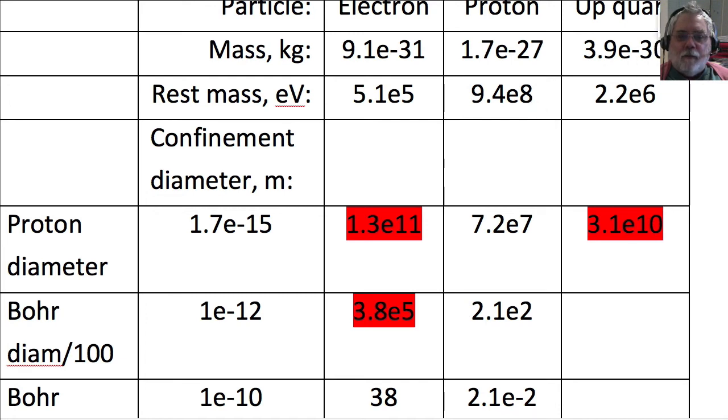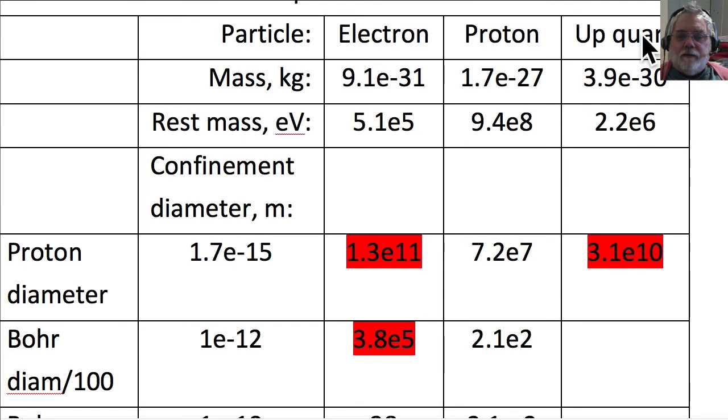Now let's confine an up quark to a proton diameter. Its energy would be 30 billion electron volts, but its rest mass energy is only 2 million electron volts, so this up quark would be highly relativistic if we confine it to a proton diameter. And in fact, that's what happens. The quarks are moving relativistically when confined to a proton diameter, and that kinetic energy is what gives rise to what we consider the rest mass energy of the proton.